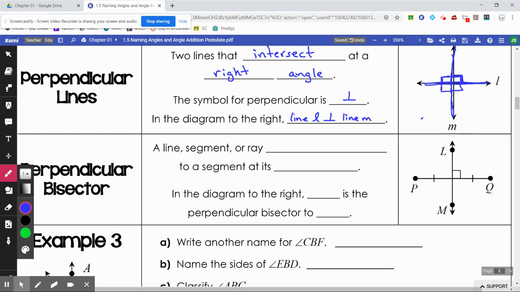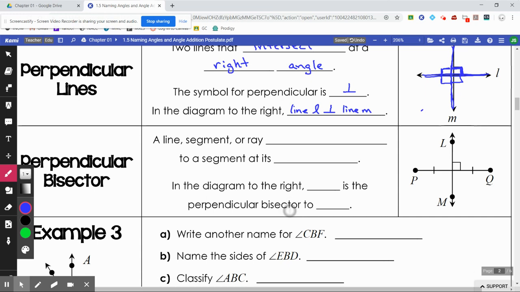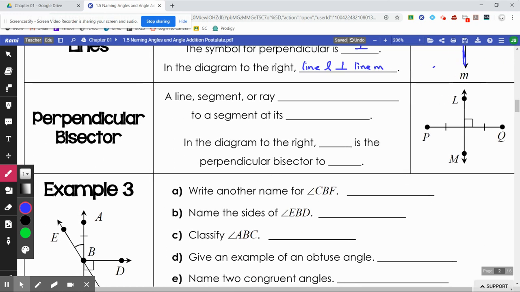There you go. That's what it means to be perpendicular. Now let's put those two things together and talk about what it means to be a perpendicular bisector. Well, you can tell by the actual words itself. I think you already know what that's going to mean. By definition, a line, a segment, or a ray that is perpendicular and a bisector, think about it, is perpendicular to a segment at its midpoint.